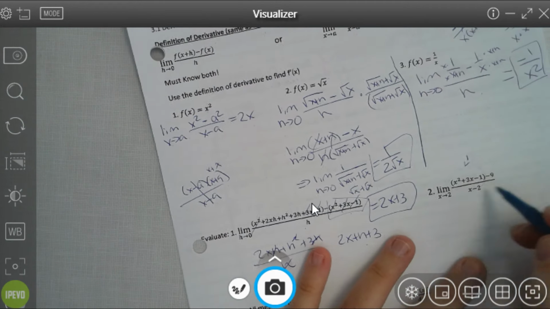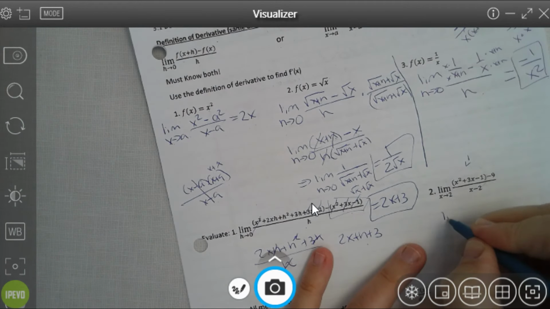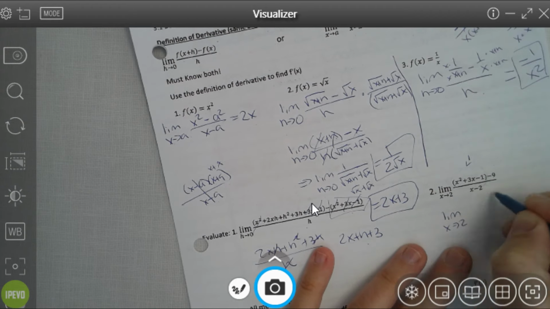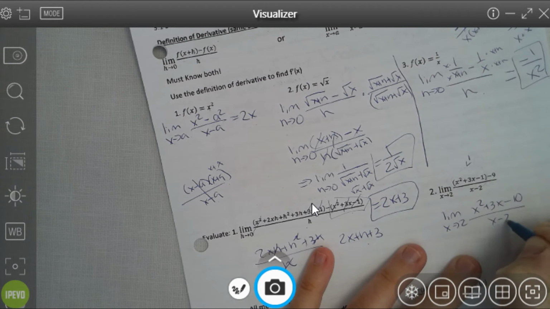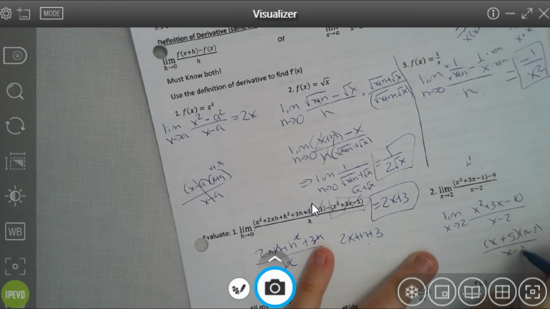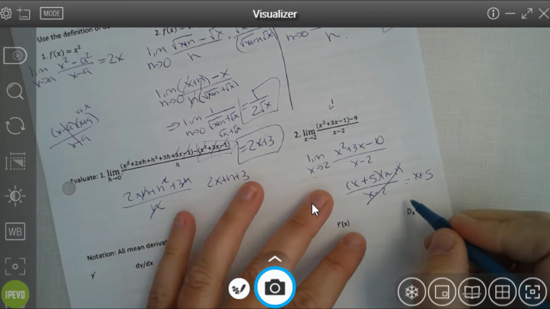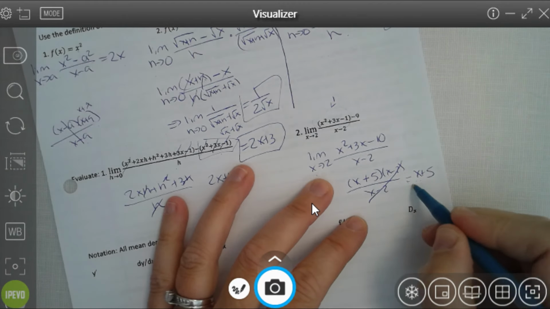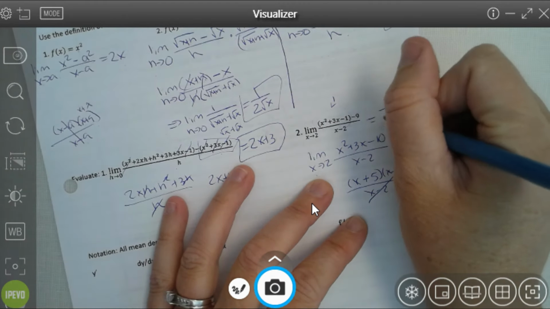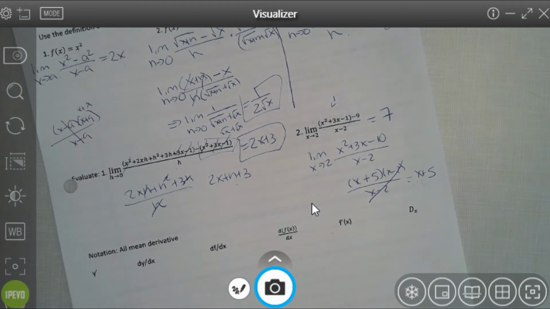So over here, combining my like terms, I'm going to end up with, let's see, limit as x approaches 2 of x squared plus 3x minus 10. So I got to factor that top. So x plus 5 and a minus 2. My 2's cancel. So I just plug in the 2 at this spot now. So plug in my 2 at this point. 2 plus 5 equals 7. So the answer to number 2 is 7.